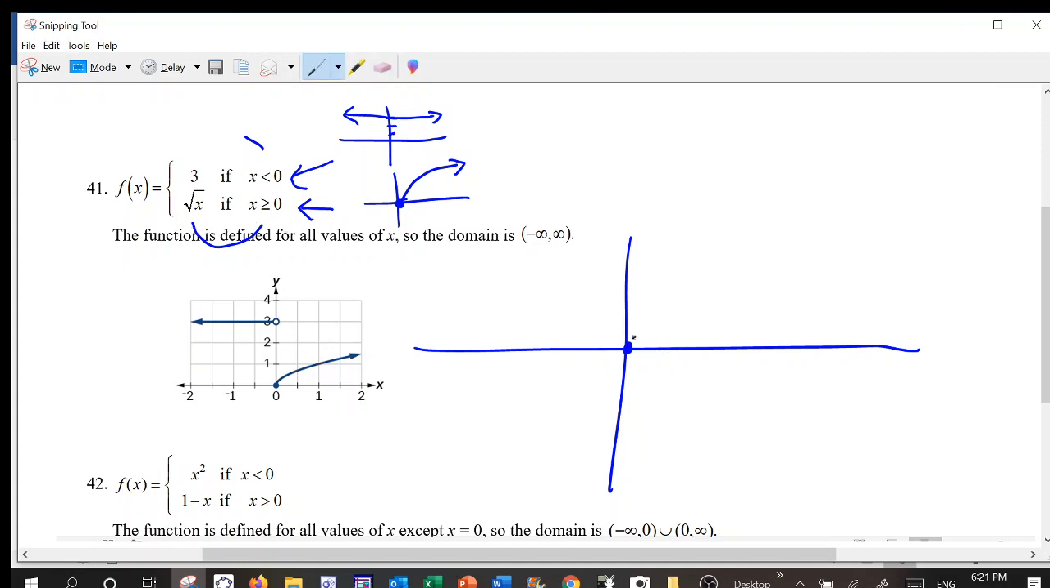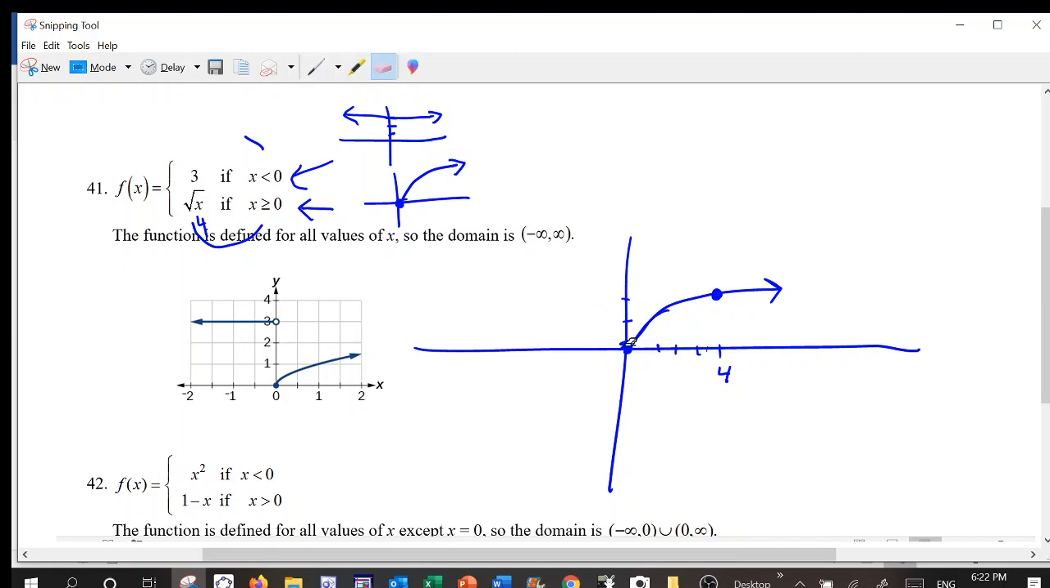We can get another point, but we already know this looks like that. But we can get another point. Let's say, for example, 1, 2, 3, 4. If I put 4 here, square root of 4 is 2. So let's say we get that point. And then we graph it.